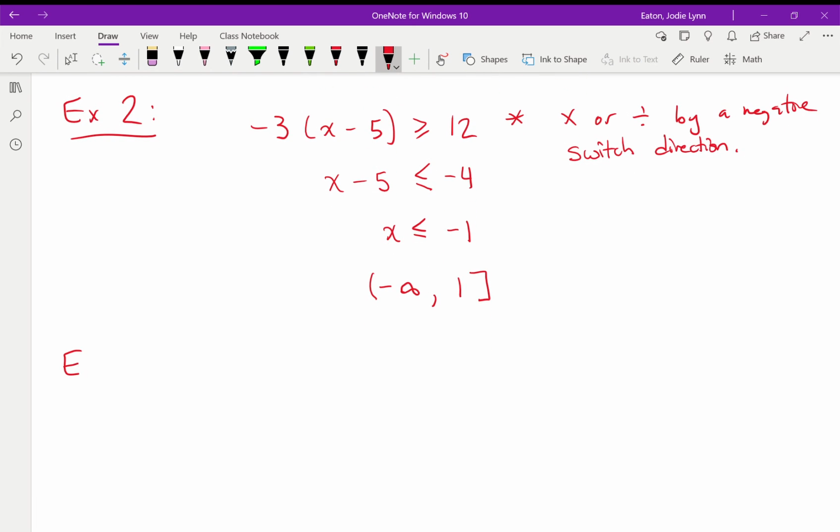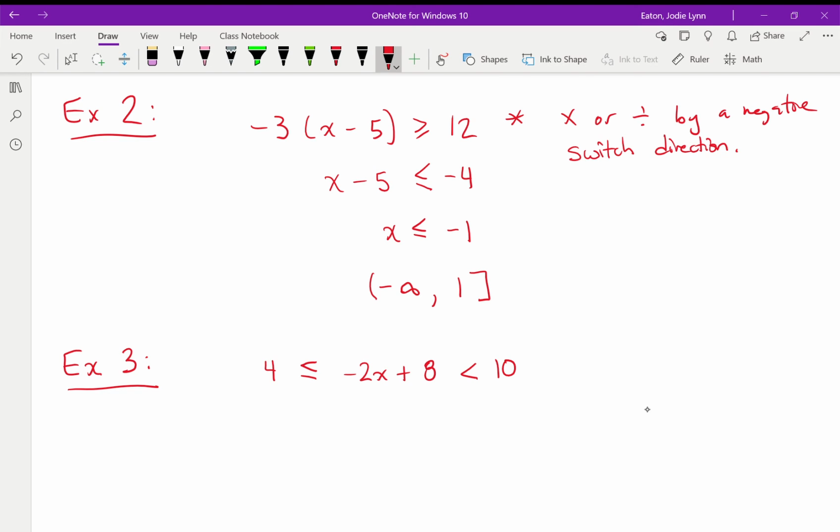And our final example, we have a double inequality. So we're going to restrict our variable expression on both sides. So we have negative 2x plus 8 is going to be greater than or equal to 4, but less than 10. So we're looking for a range of x's that will make this true.